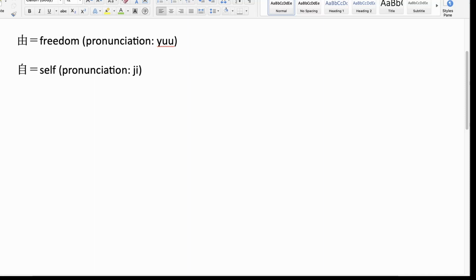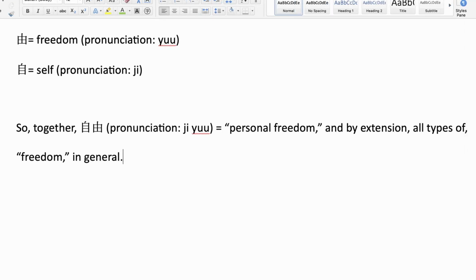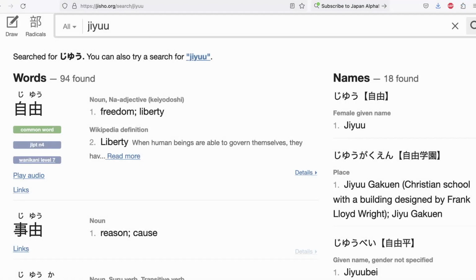That top kanji right there is pronounced yu, and it means freedom. The bottom kanji is pronounced ji, and it means self. So together, jiyu means personal freedom, and by extension, all types of freedom in general. You can see the listing here on jisho.org.